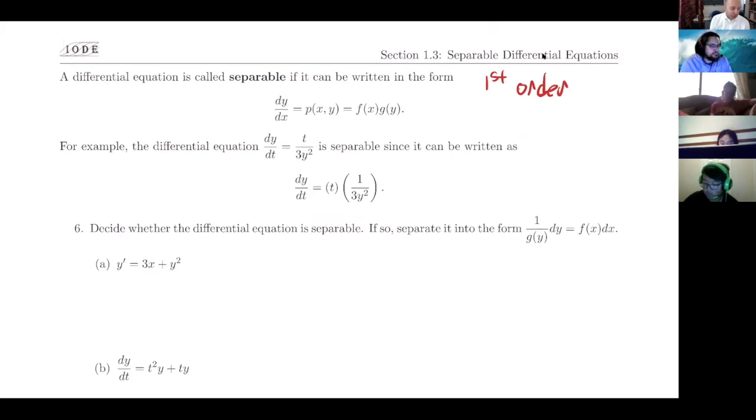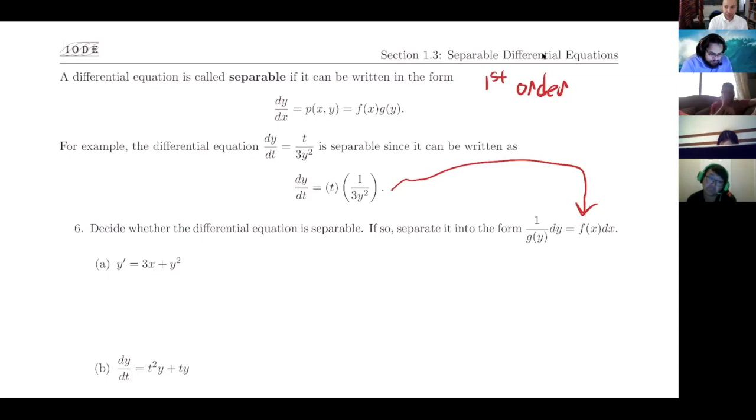It's when we have a first order differential equation that can be written as a product of things that depend on x times a product of things that depend on y. So I want to be able to break it up into products. That's what we had in the previous example: t over 3y squared. I could write that as a product of an expression of t's times an expression of y's. And when you have a differential equation of this form, then you can always try separation of variables.